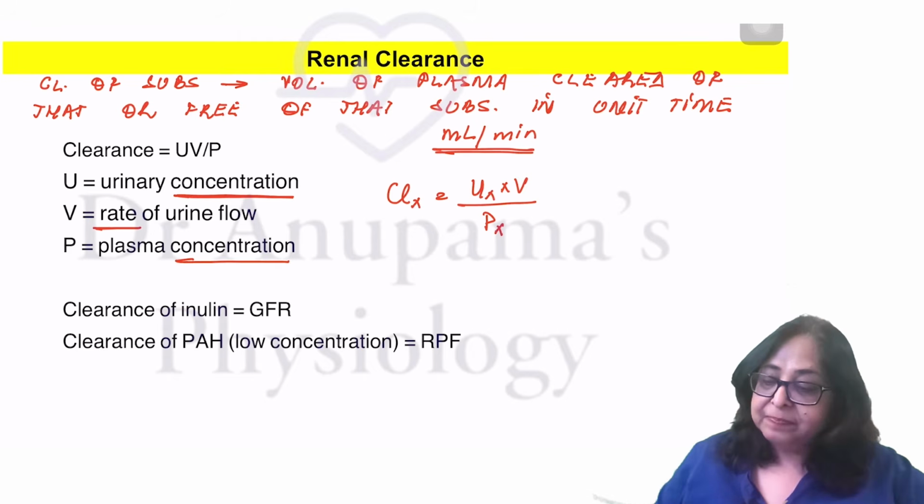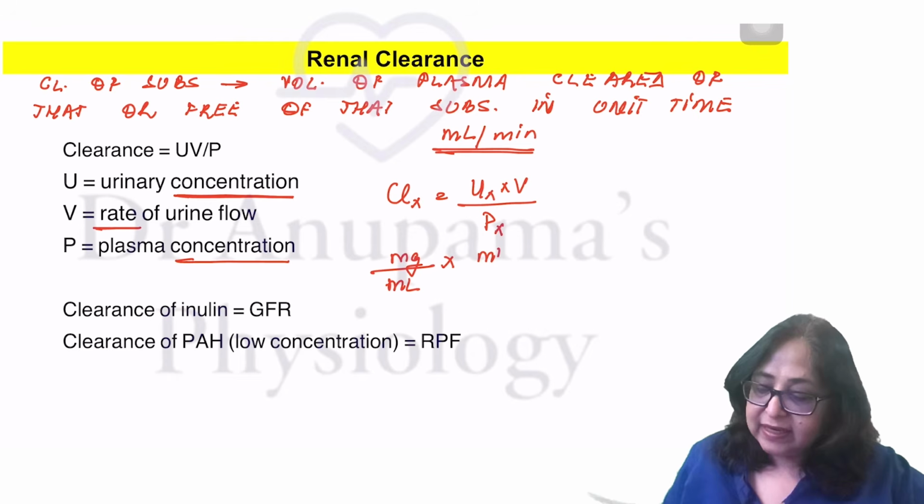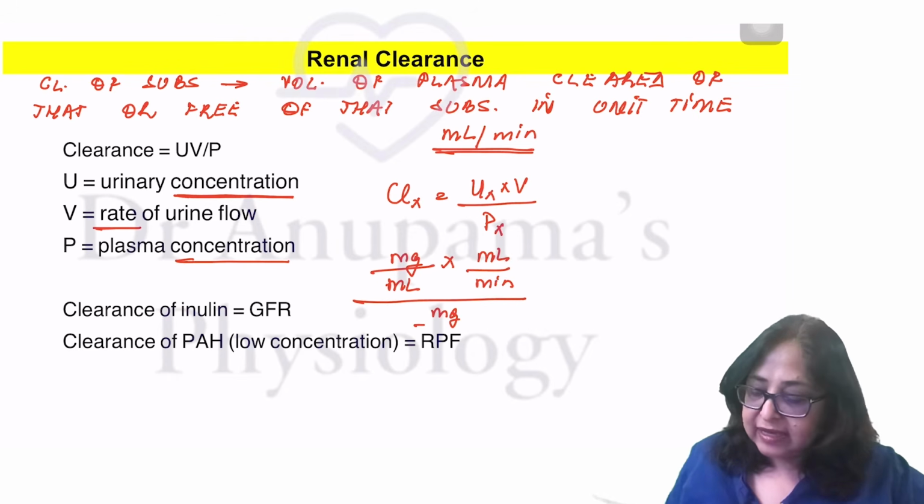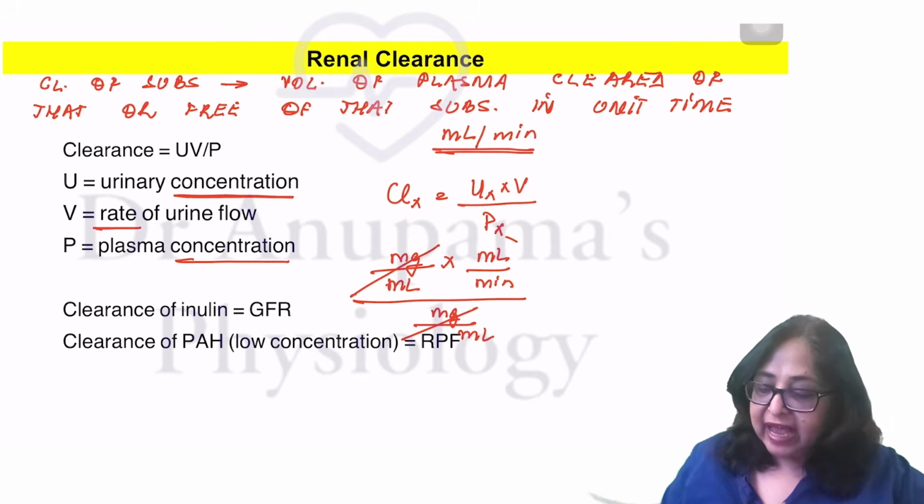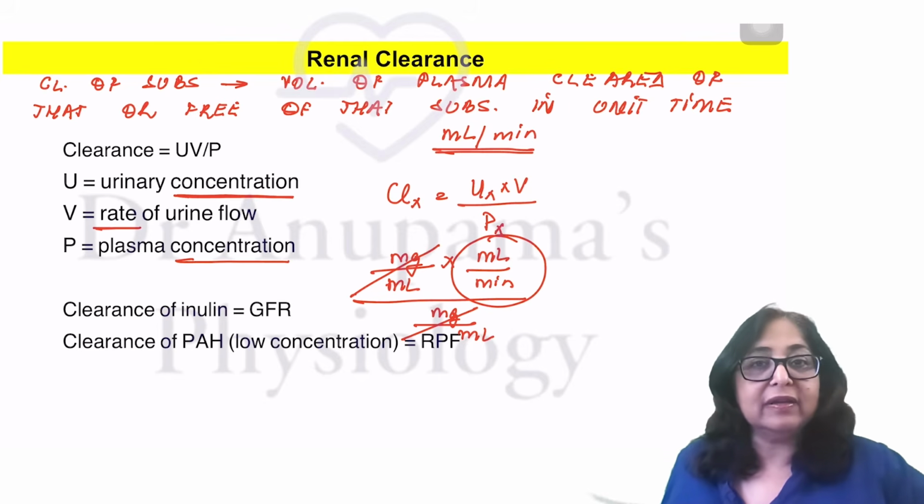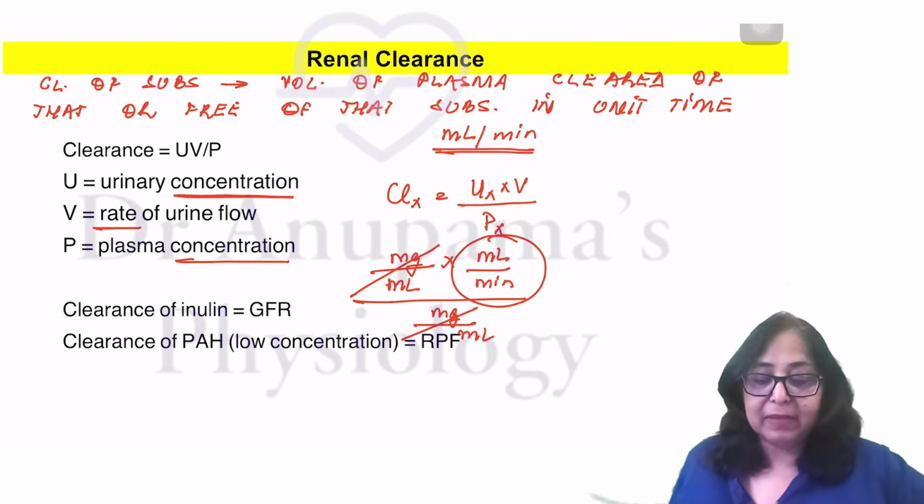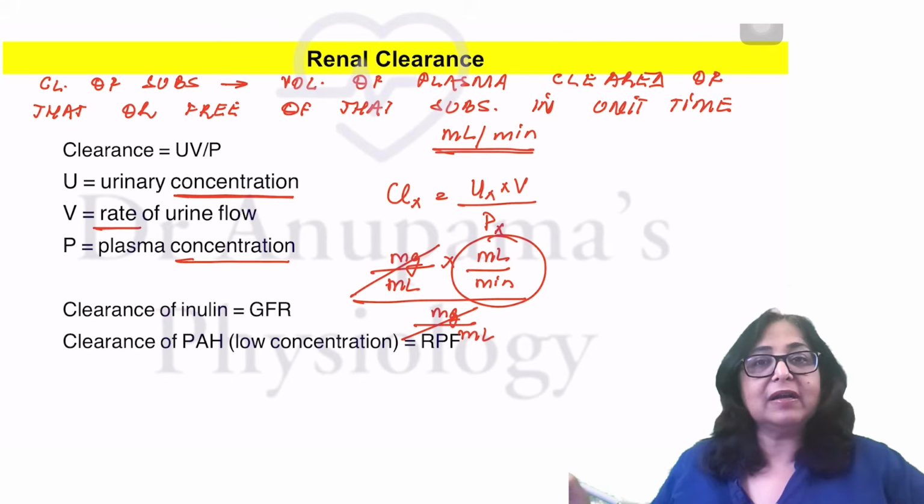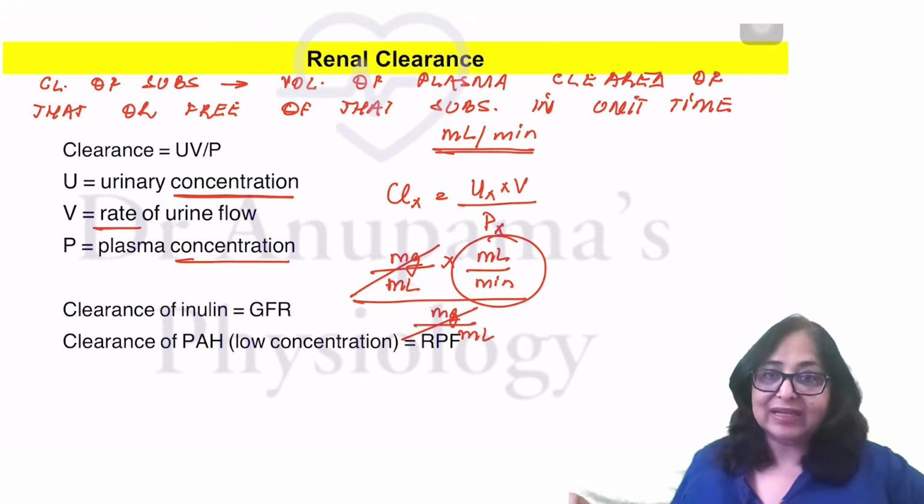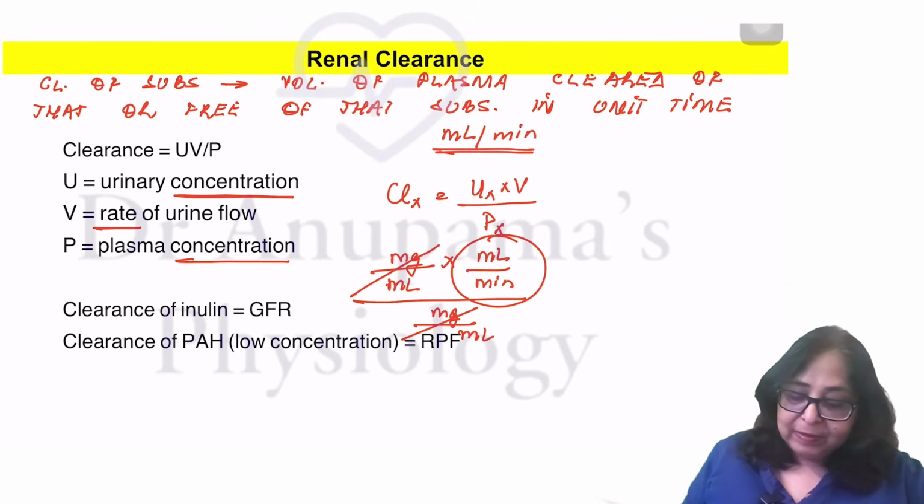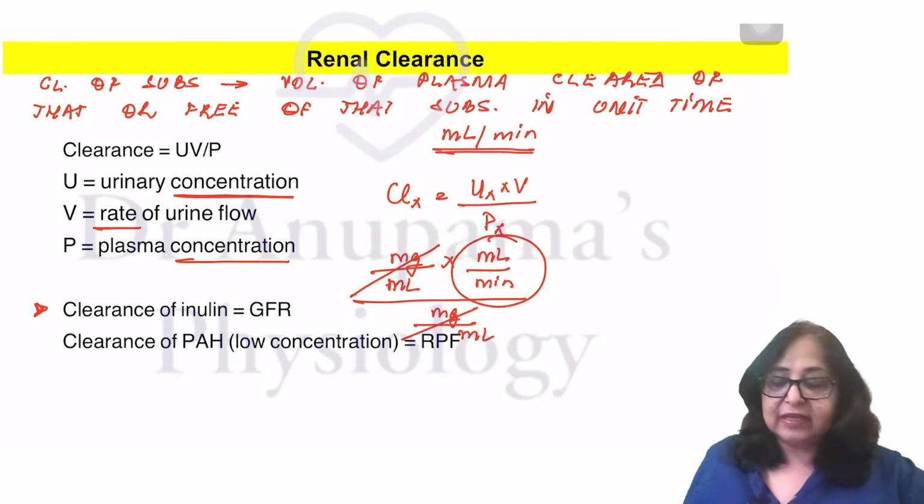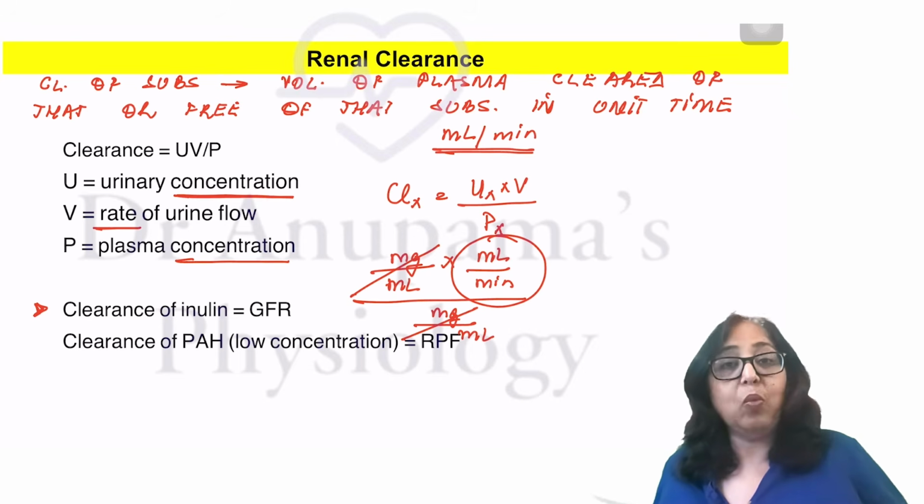So if you see this, urinary concentration is in milligram per ml. Rate of urine flow is in ml per minute, and plasma concentration is again milligram per ml. These will cancel each other out. And finally, the unit for clearance is ml per minute. Volume of plasma cleared of that substance in unit time. Now, please remember, clearance of inulin is equal to the GFR. Why so?